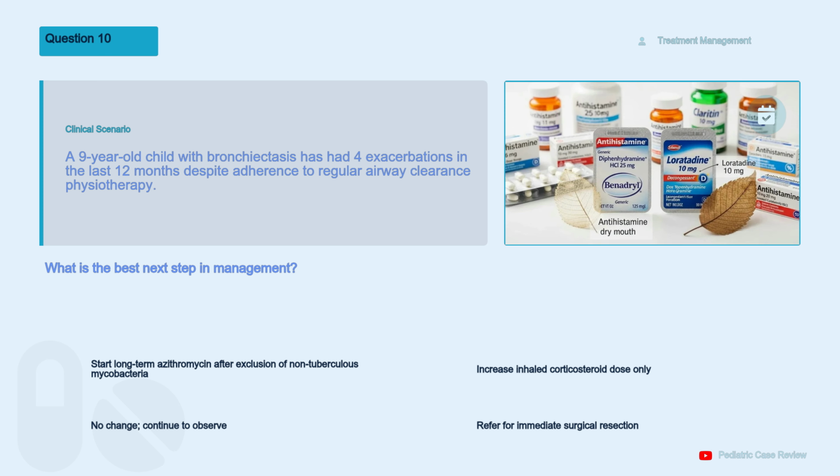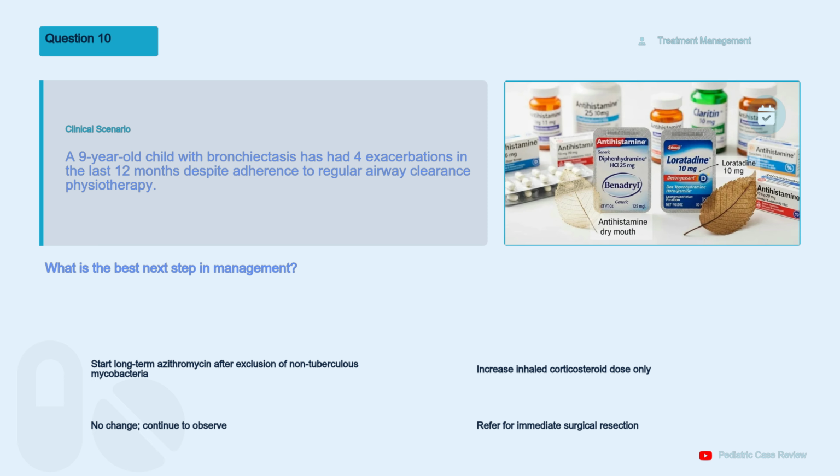Question 10. A 9-year-old child with bronchiectasis has experienced 4 exacerbations requiring antibiotics in the past 12 months despite regular airway clearance physiotherapy and appropriate acute treatment. What is the best next step in management? Option A, start long-term azithromycin after exclusion of non-tuberculous mycobacteria. Option B, increase inhaled corticosteroid dose only. Option C, no change, just continue observing. Option D, proceed directly to immediate surgical resection.